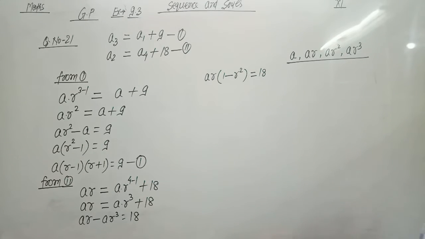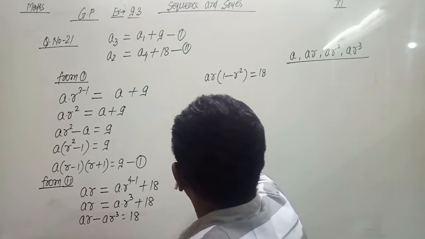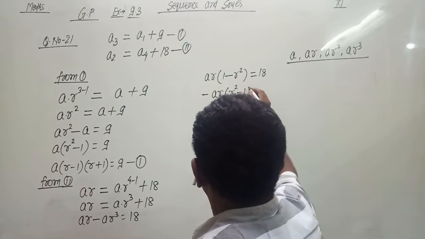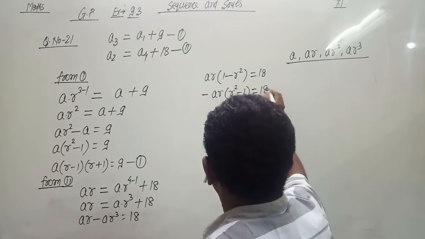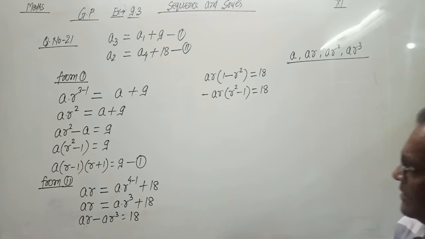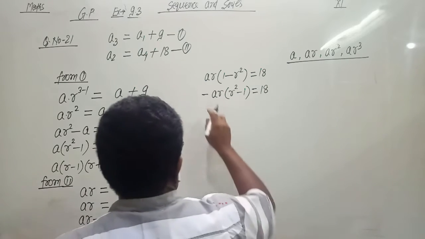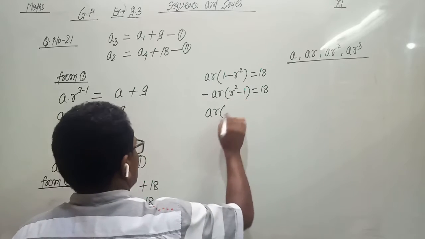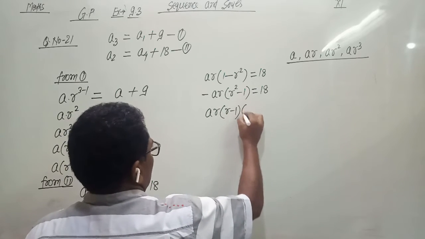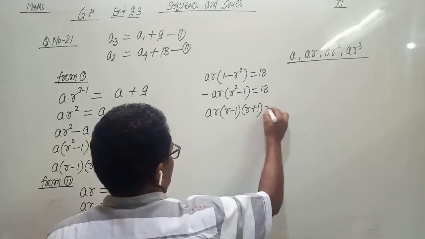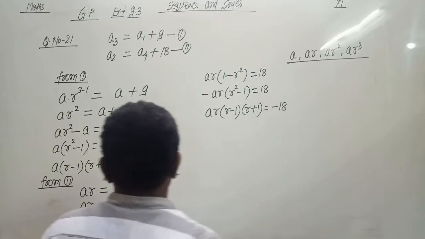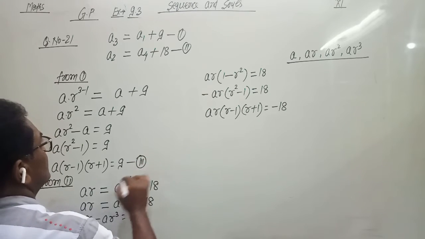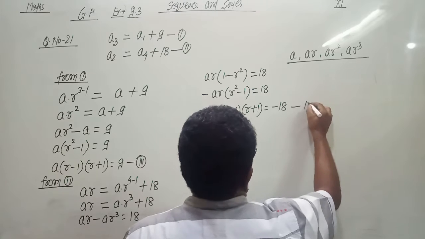From the bracket, we take minus A common. So minus A(r² − 1) equals −18. Multiply both sides by minus, so this becomes positive A into (r − 1)(r + 1), and here comes positive 18. Name it the fourth equation.